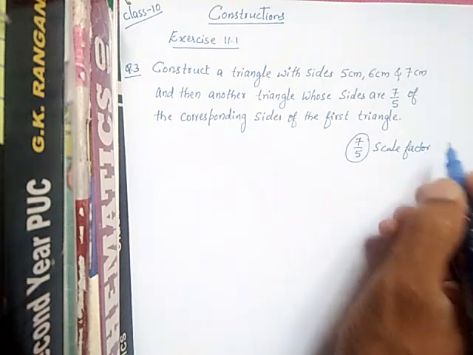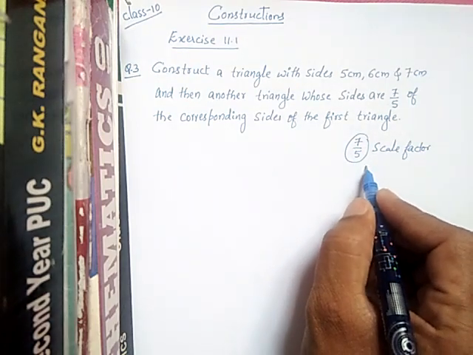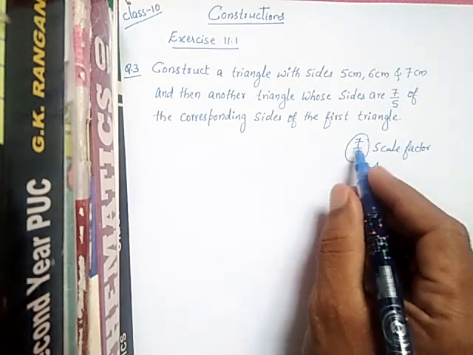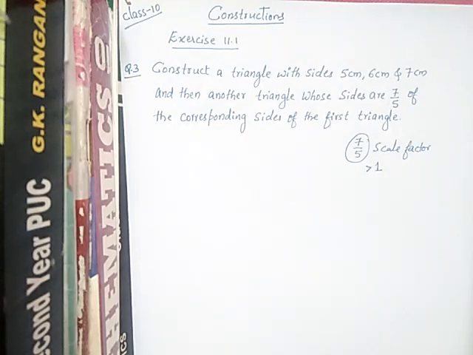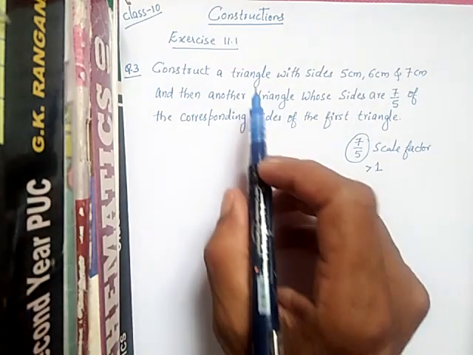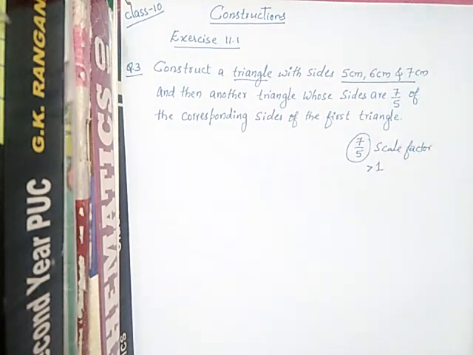Okay, so remember here the numerator is greater than the denominator. So when you divide this, you will get a value greater than 1. So first our intention is to construct the triangle with the sides 5 centimeter, 6 centimeter and 7 centimeter.